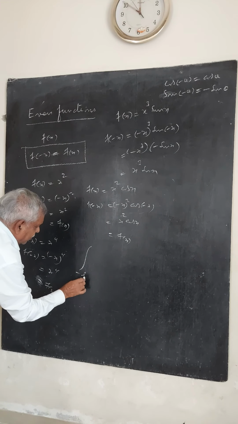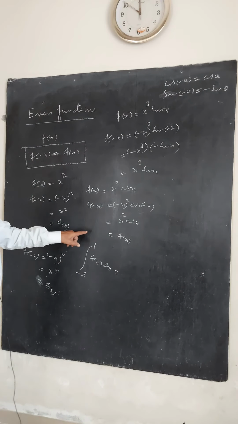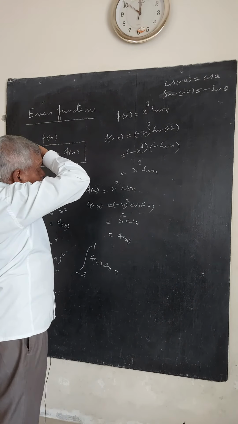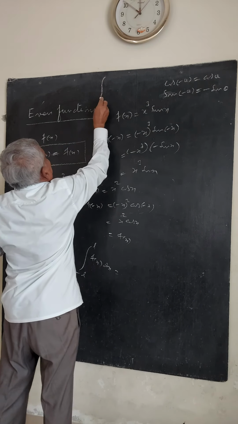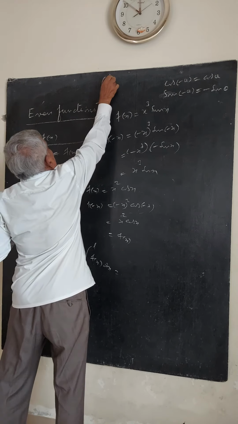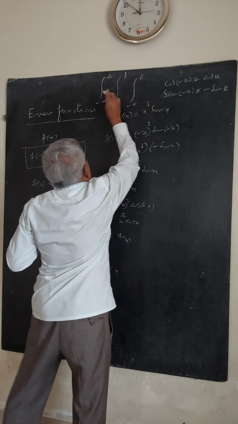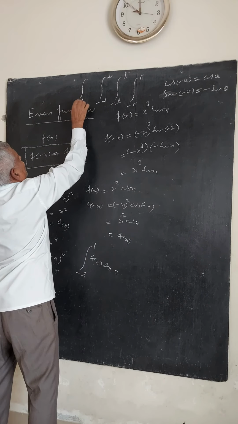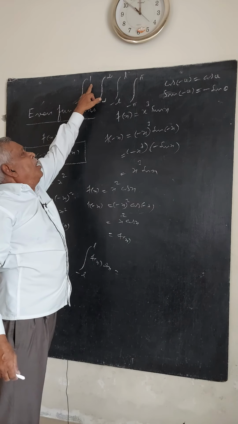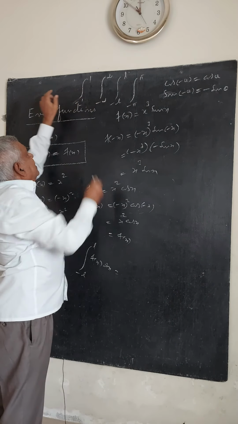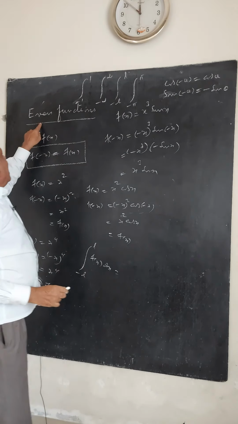Let us write the conclusion. For the integral of f of x dx, the limit should be negative to positive in all even and odd sums. Then only you can apply the even and odd rules. Limits could be minus infinity to plus infinity, minus L to L, minus pi to pi, minus 1 to 1. If the lower limit is negative and the upper limit is the same positive number, if the integral is like this type, then only you can use odd and even functions.